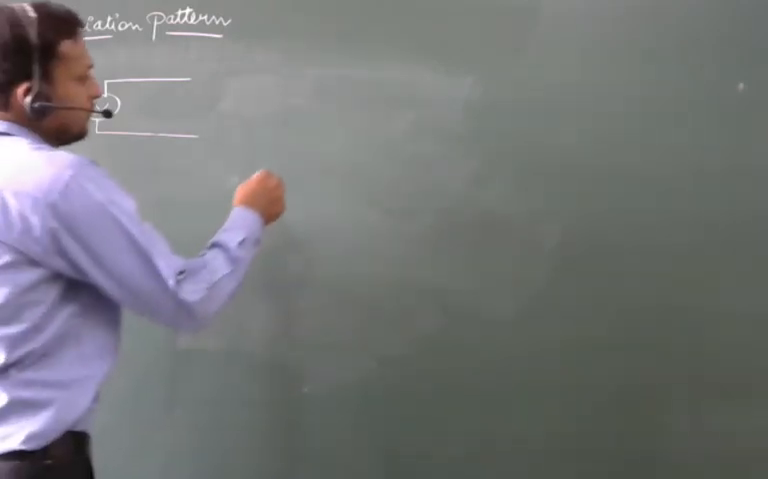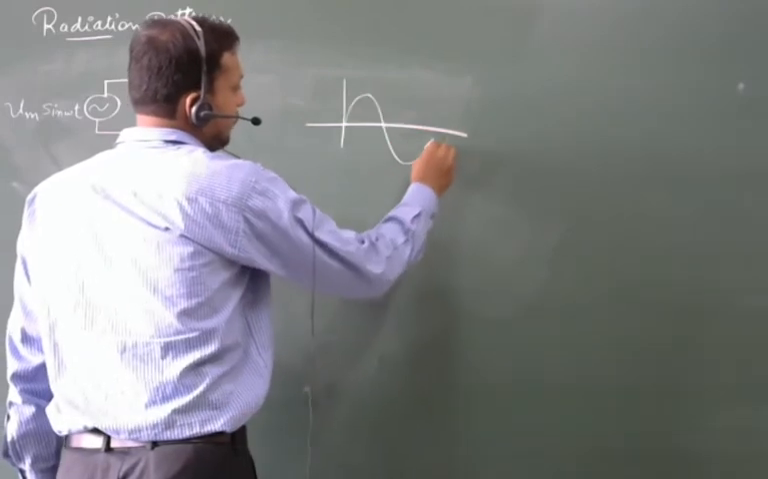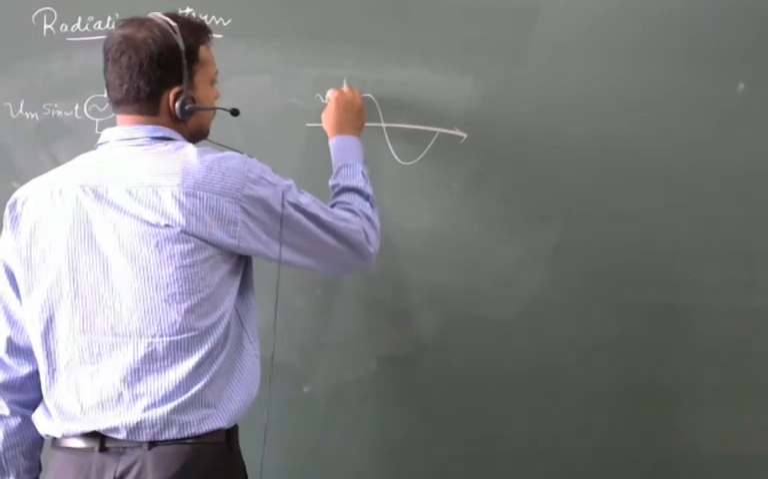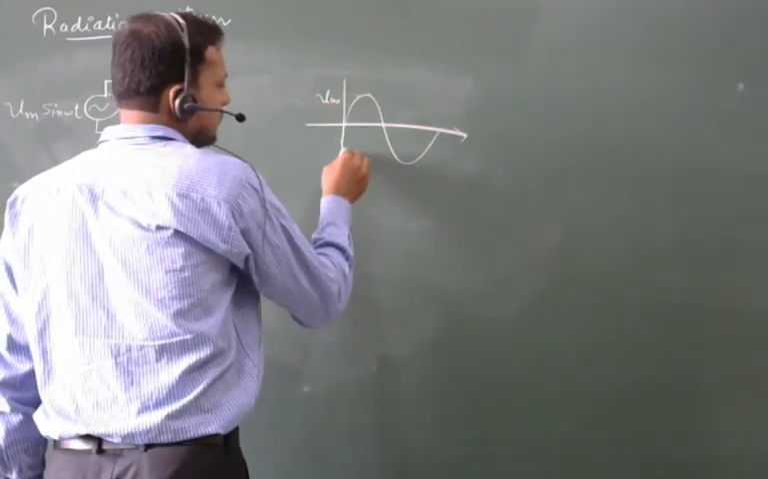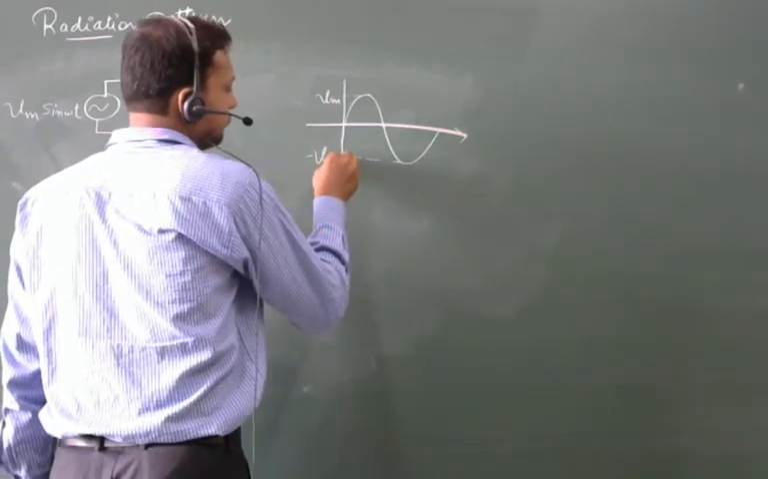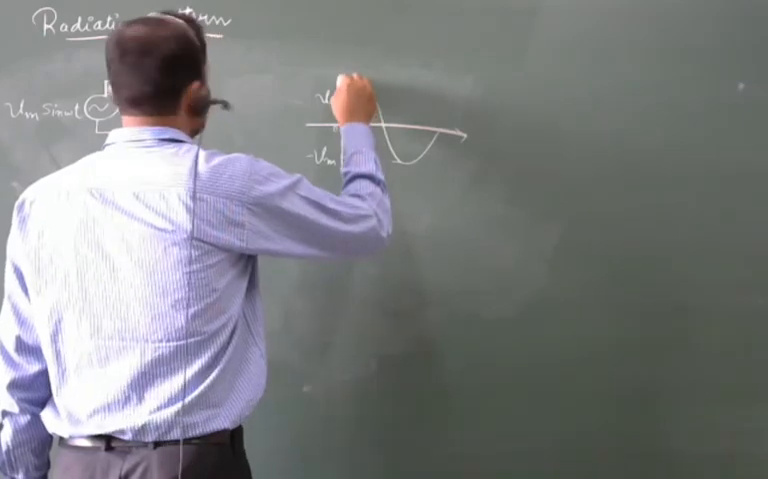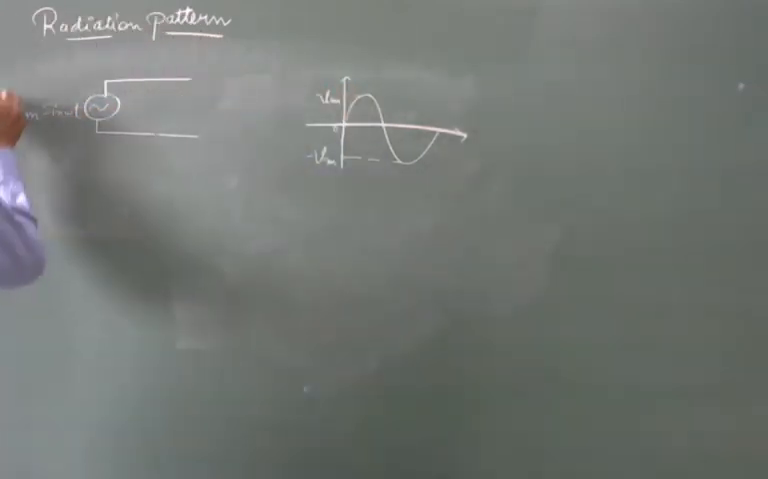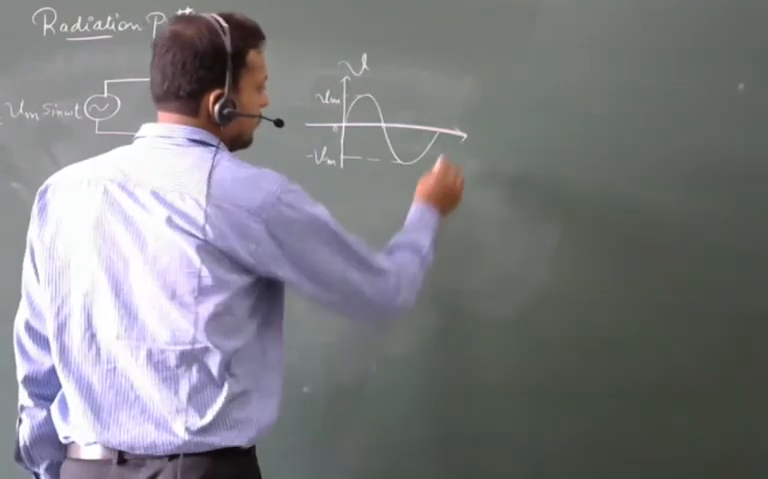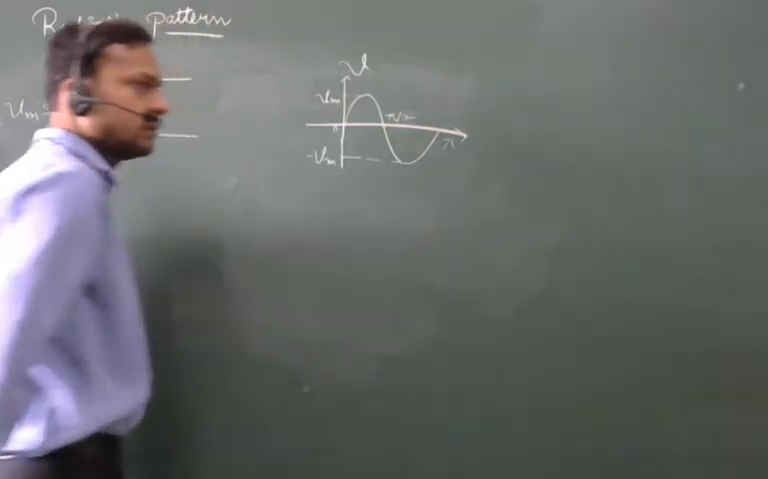And if we plot this input waveform Vm sine omega t, then this is Vm and this is minus Vm. This is 0. We say this is V. So this is V. So if pi by 2 whatsoever.